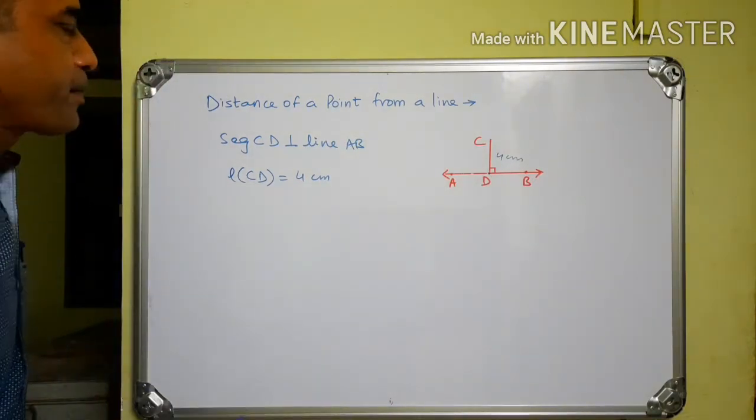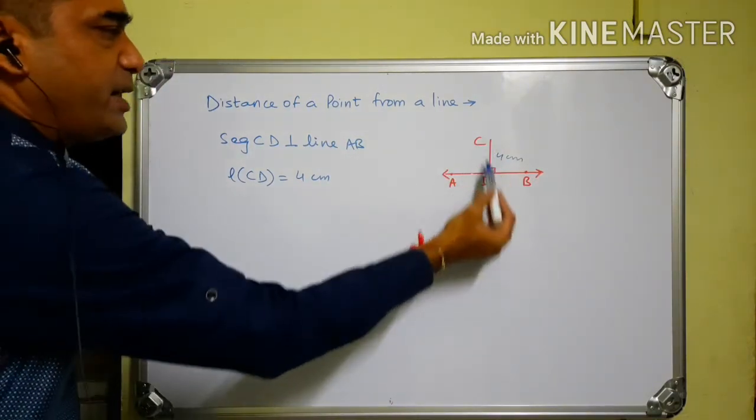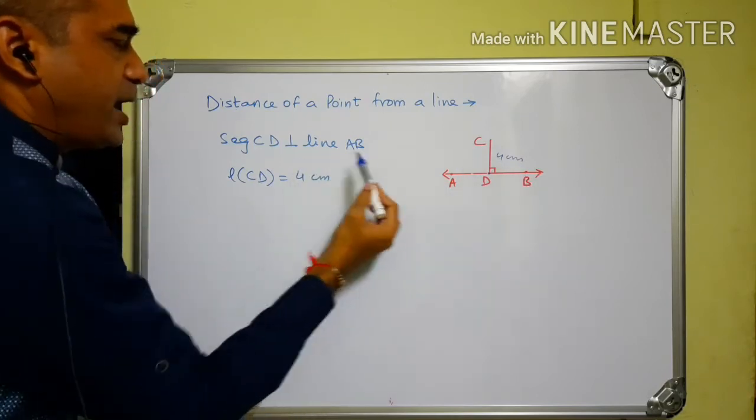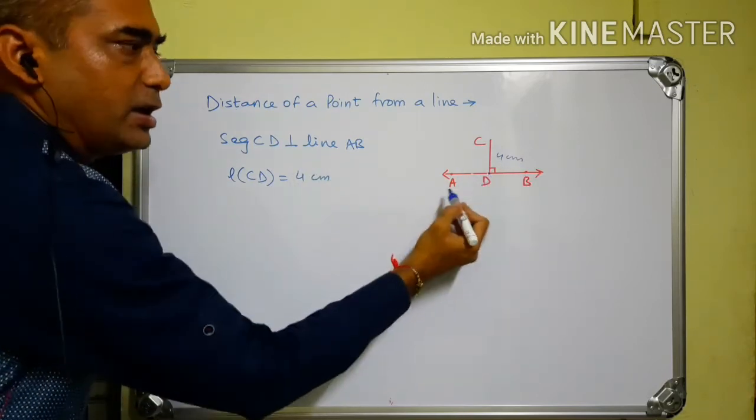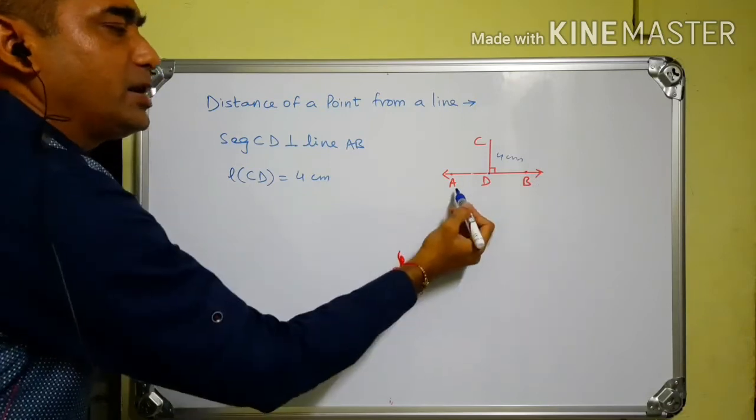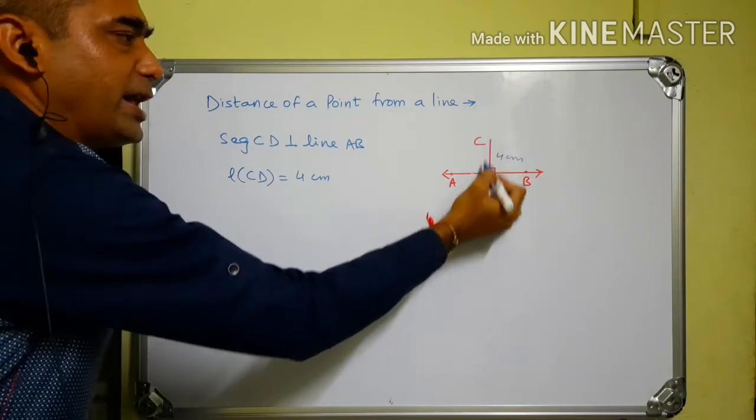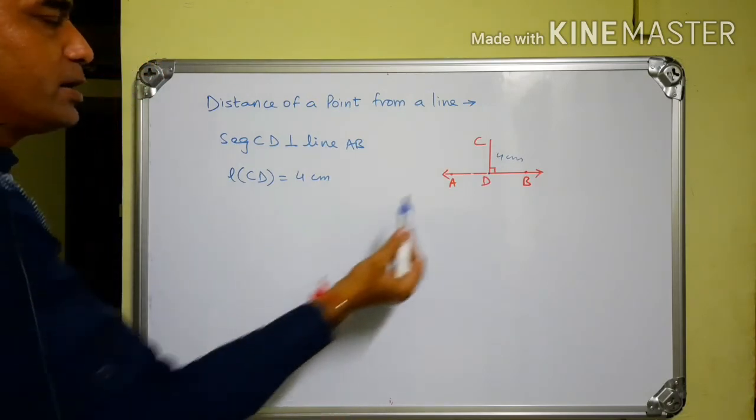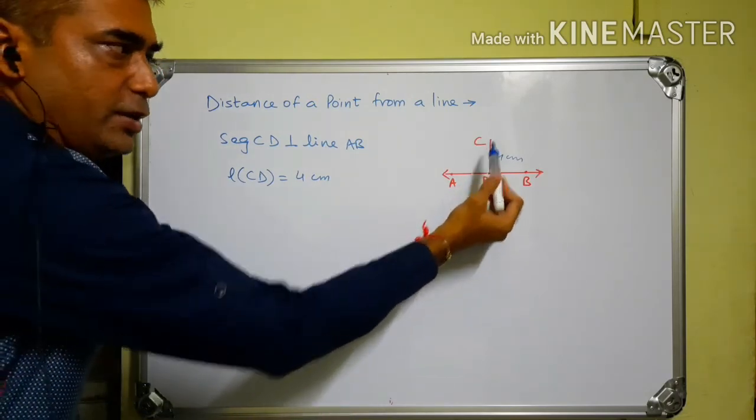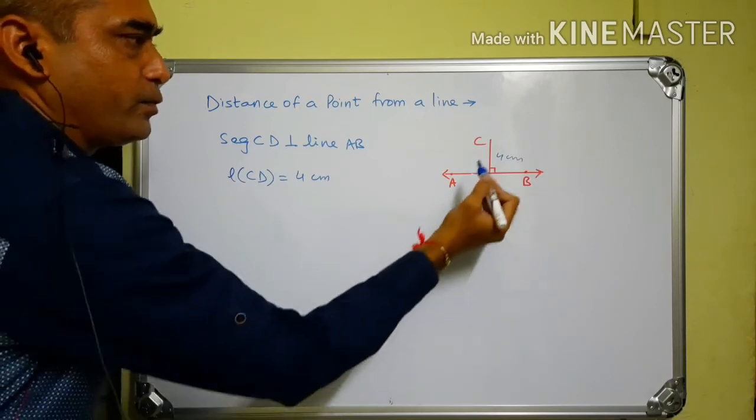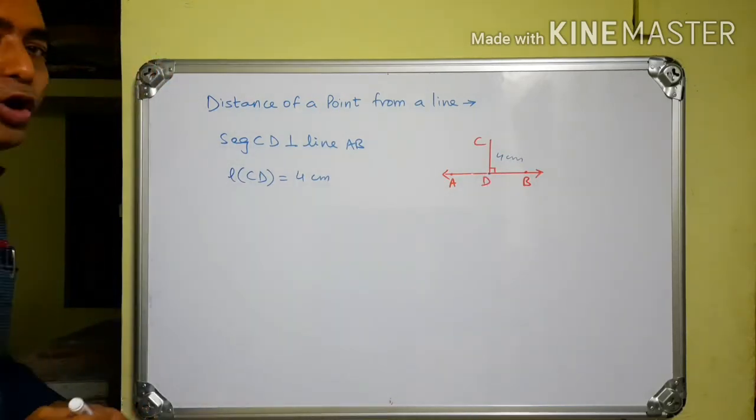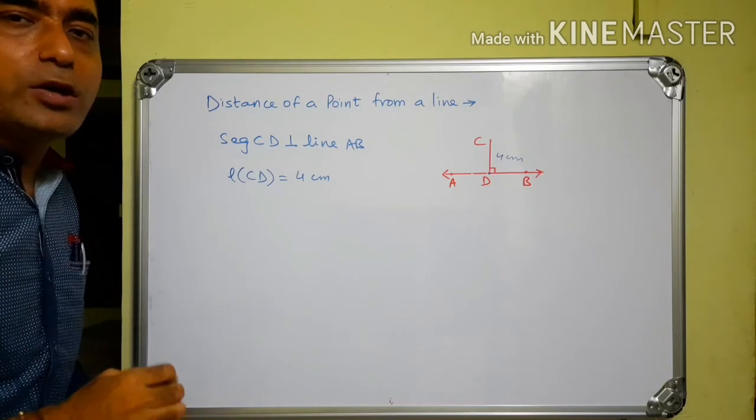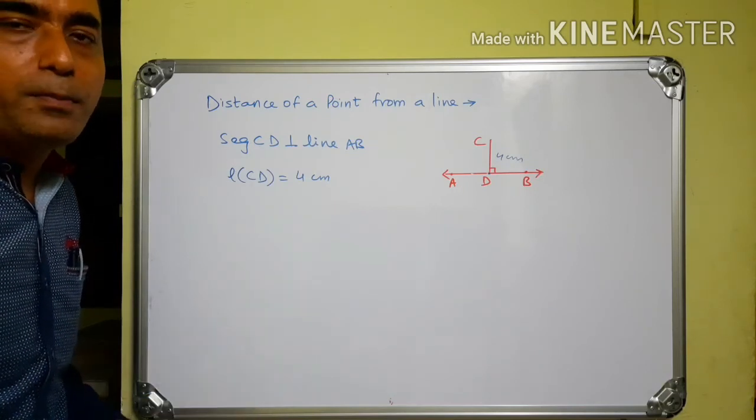I repeat, if segment CD is perpendicular to line AB and point D lies on line AB, then the length of segment CD is called the distance of point C from line AB. In any case of distance, there must be perpendicularity.